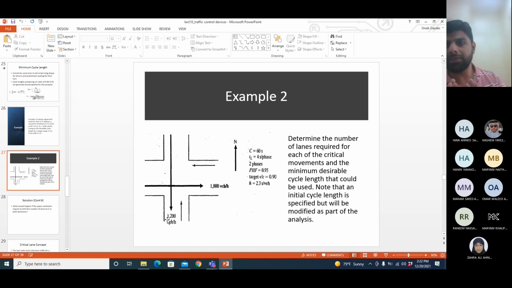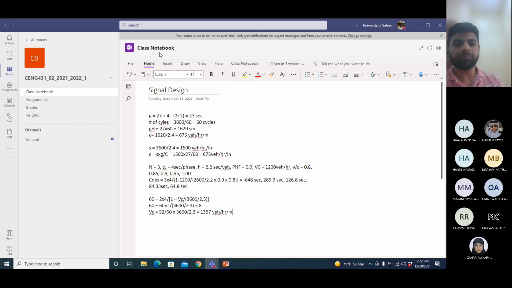1357 is the maximum my signal can handle, and 3000 is the actual value right now with one lane in each direction. So what I will do is I will increase the number of lanes in the direction which has higher volume. North-south has 1200 and east-west has 1800, so east-west has more volume. I will divide this volume into two lanes now. So per lane will become half.